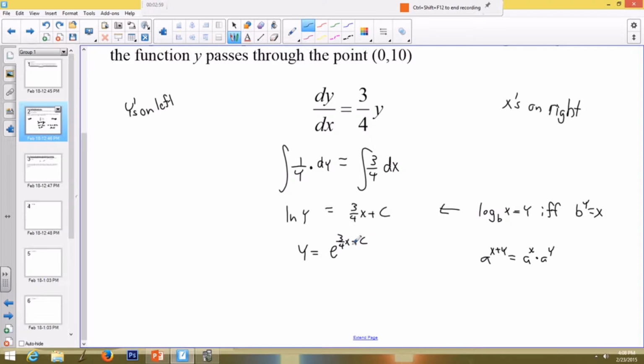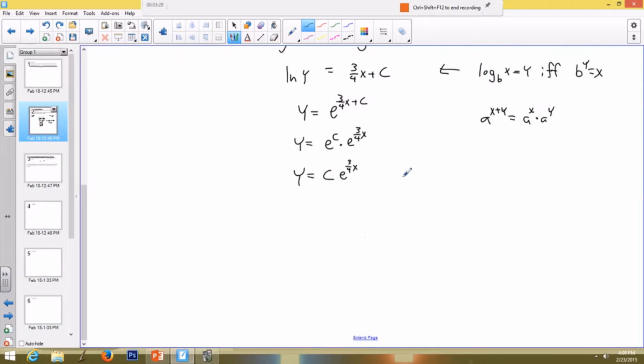So here's what I'm going to do. I'm going to separate this c out of the addition in the exponent with multiplication and say that y is equal to e to the c times e to the 3/4 x. Now, e to the c is a constant, and so we're just going to combine these two into a new constant and call that c again. c times e to the 3/4 x. Now this thing right here, this is our general solution, G-E-N-E-R-A-L.